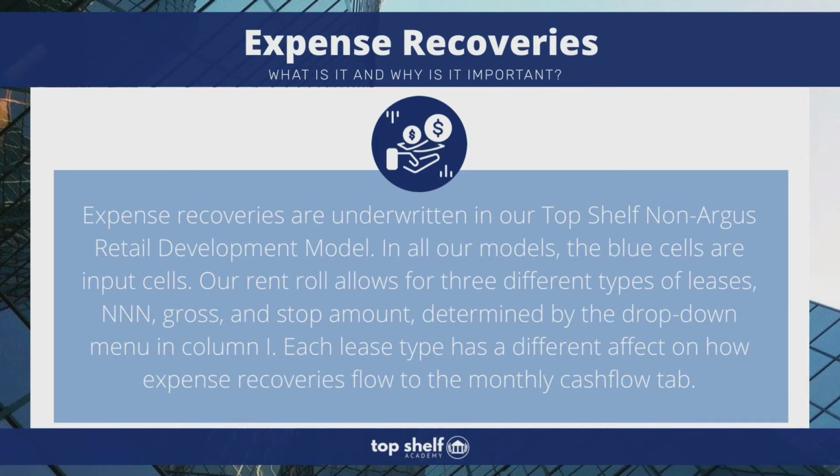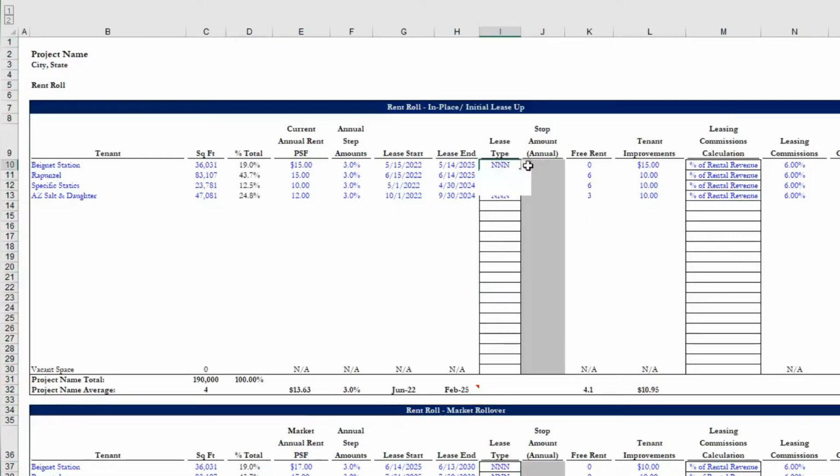Our rent roll allows for three different types of leases: triple net, gross, and stop amount, all of which are determined by these drop-down menus in column I. As you can see here, your options are triple net, gross, and stop amount.